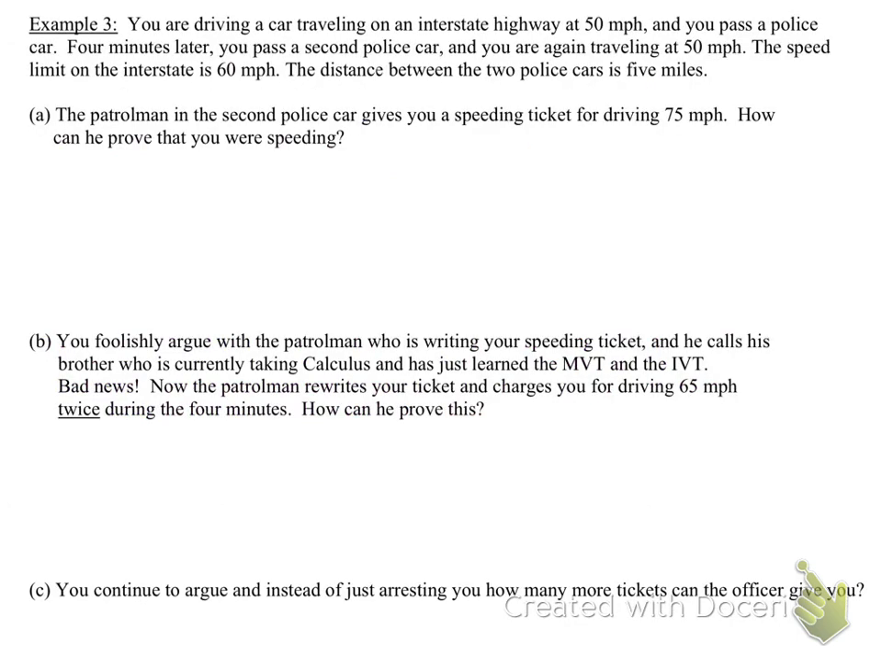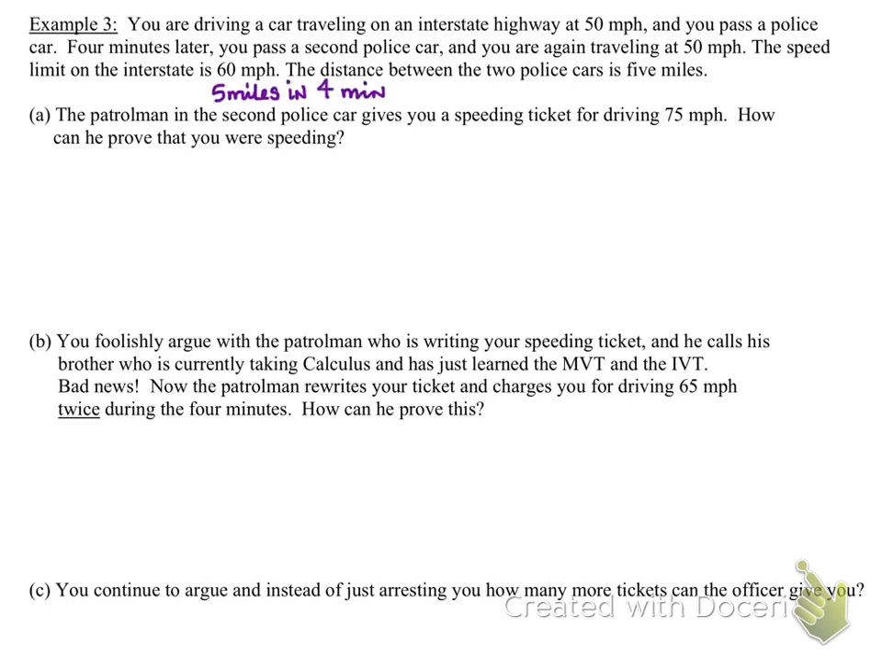You are driving a car on an interstate highway at 50 miles per hour and you pass a police car. 4 minutes later, you pass the second police car and you are again traveling at 50 miles per hour. The speed limit on the interstate is 60 miles per hour. The distance between the two police cars is 5 miles. That means that you traveled 5 miles in 4 minutes.